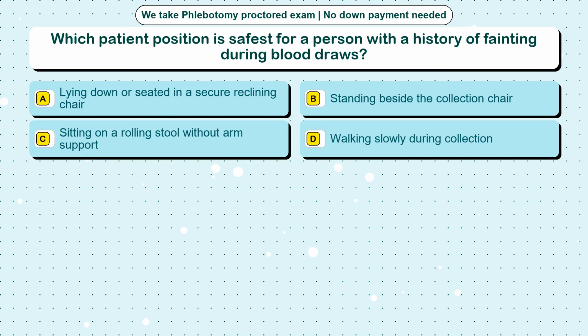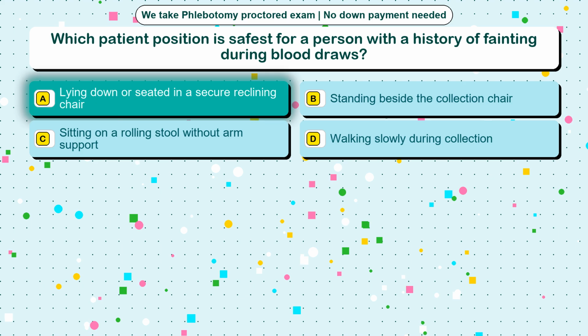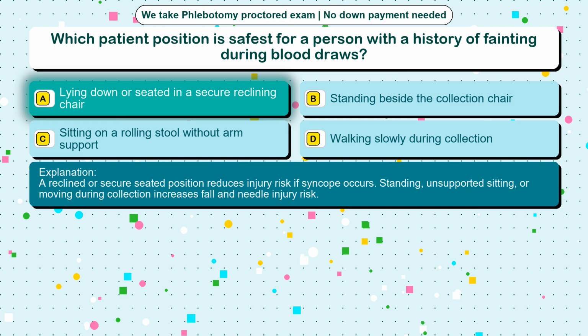Question 79. Which patient position is safest for a person with a history of fainting during blood draws? Option A, lying down or seated in a secure reclining chair. Option B, standing beside the collection chair. Option C, sitting on a rolling stool without arm support. Option D, walking slowly during collection. The correct answer is option A, lying down or seated in a secure reclining chair. A reclined or secure seated position reduces injury risk if syncope occurs. Standing, unsupported sitting, or moving during collection increases fall and needle injury risk.